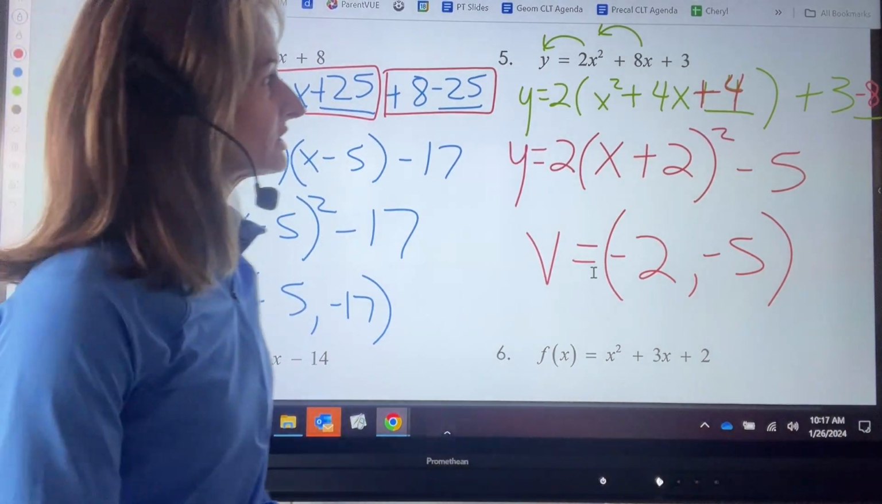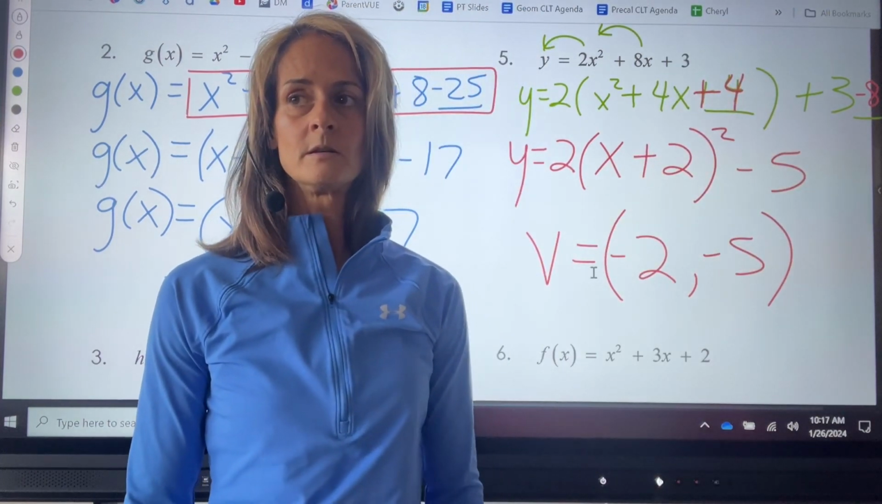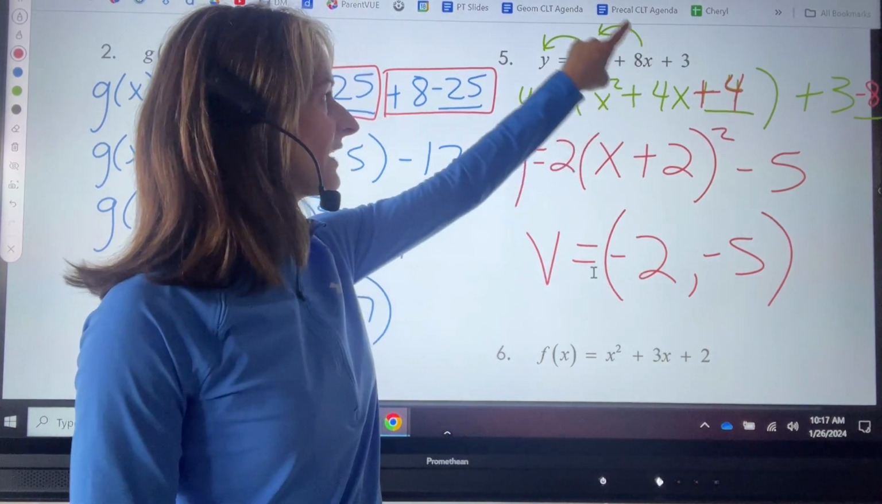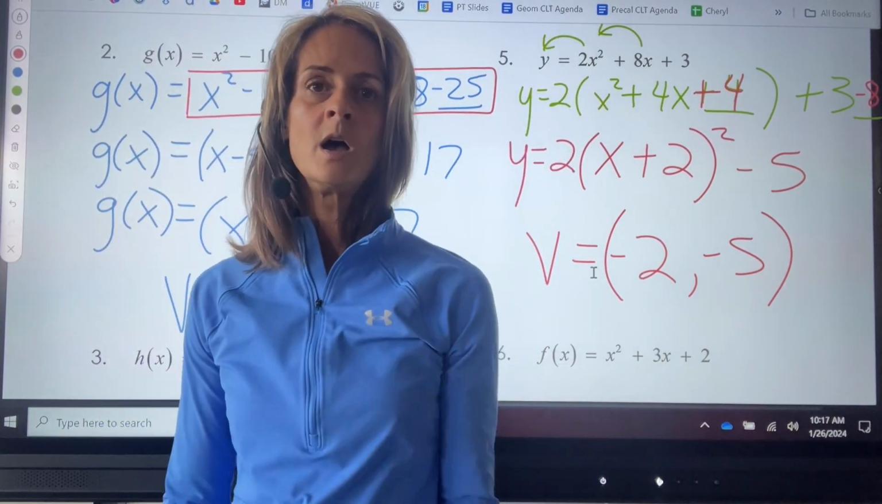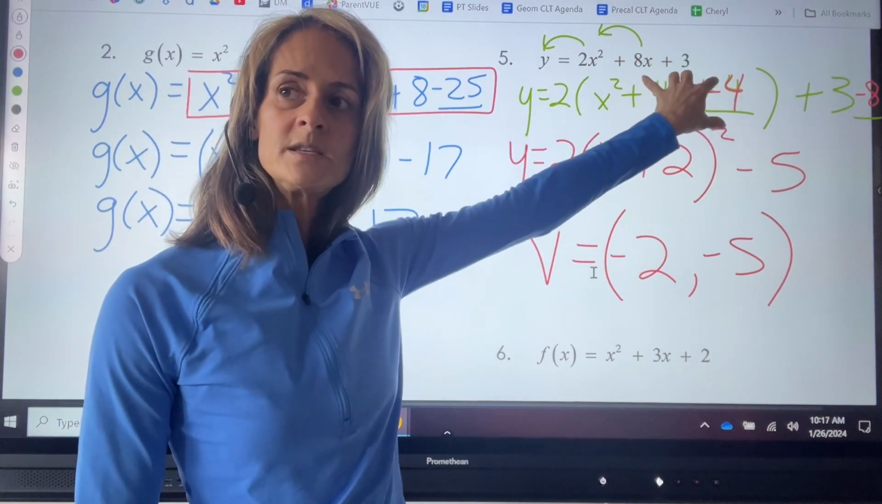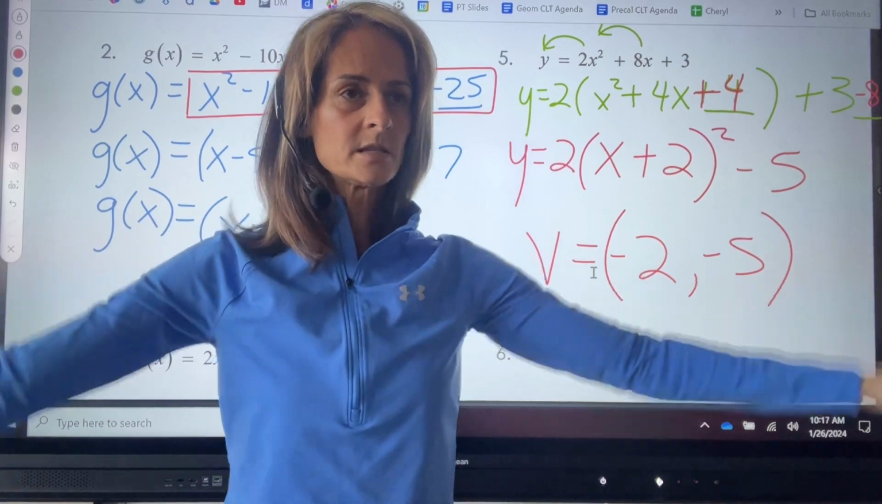Questions? Questions? The 3 stays outside of the parentheses. It's going to make your life a lot more complicated if you leave it inside. Just factor the 2 out from the 2 terms with an x. Complete the square inside the parentheses. And then make sure you keep the equation balanced. And that's it.